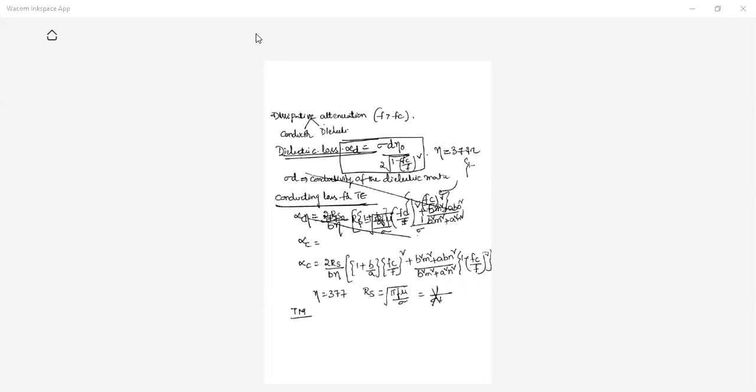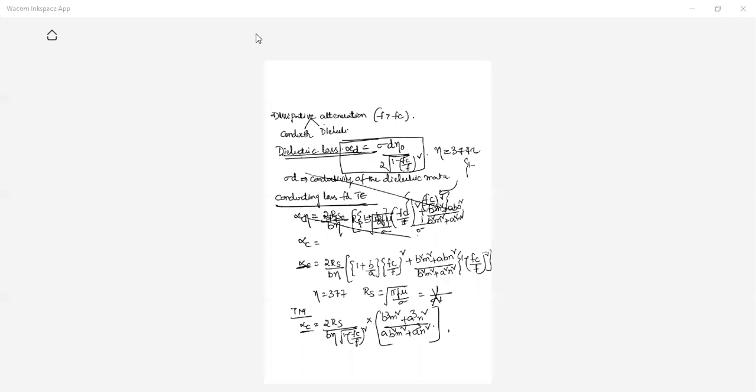For TM mode, alpha c is nothing but 2 Rs by b eta into square root of 1 minus fc by f whole square into b cube m square plus a cube n square plus ab square m square plus a cube n square. So these expressions you need to remember. These are the expressions used to calculate the dissipative attenuation in waveguide.